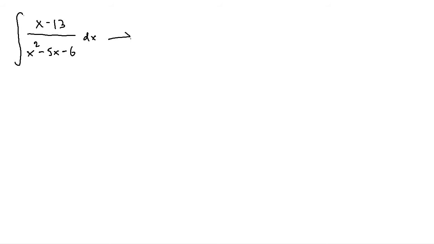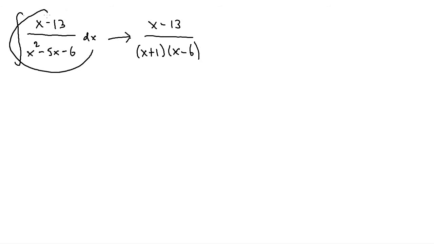So if I break the denominator of the fraction up into linear factors, I get x minus 13 over, I need something to multiply to negative 6 and add to negative 5, and that would be x plus 1 times x minus 6. So now I'm going to step away from the integral for a moment, because all we're trying to do is break this fraction up into two smaller fractions.